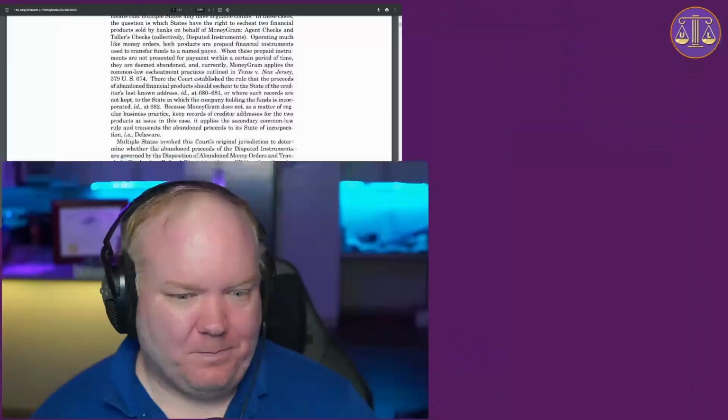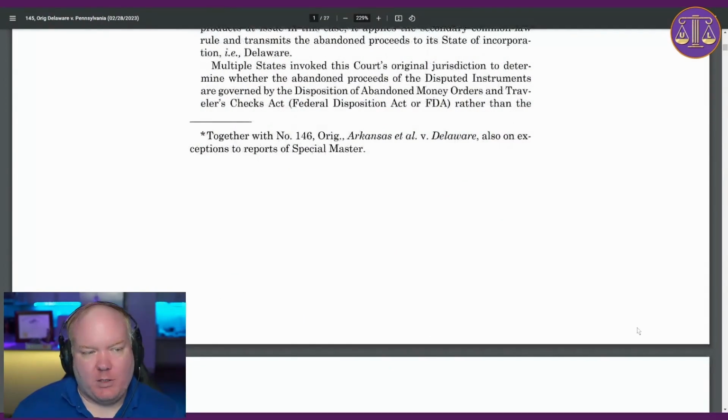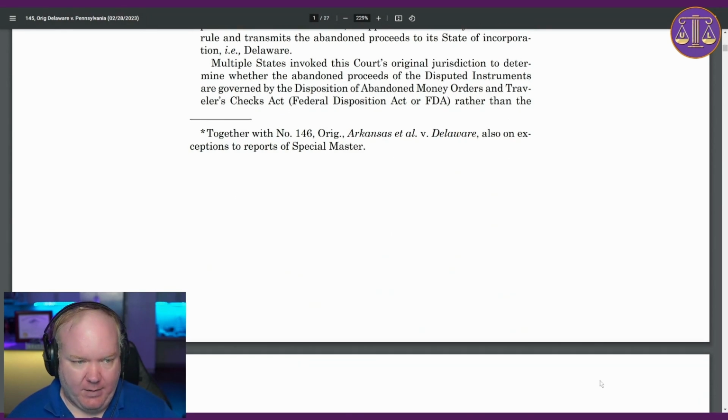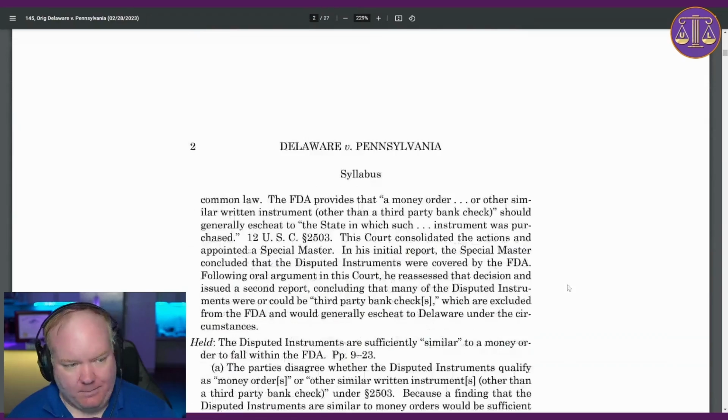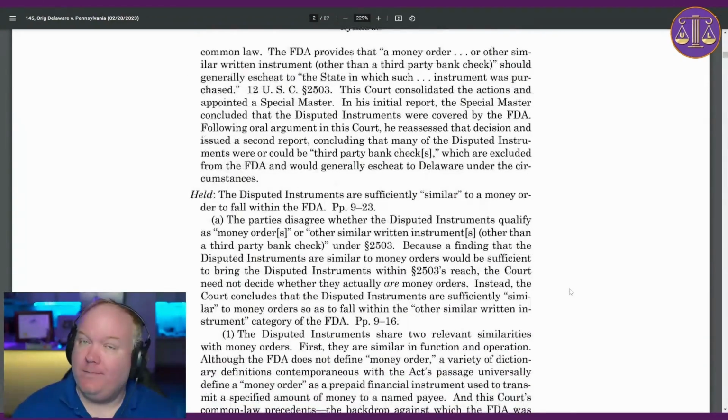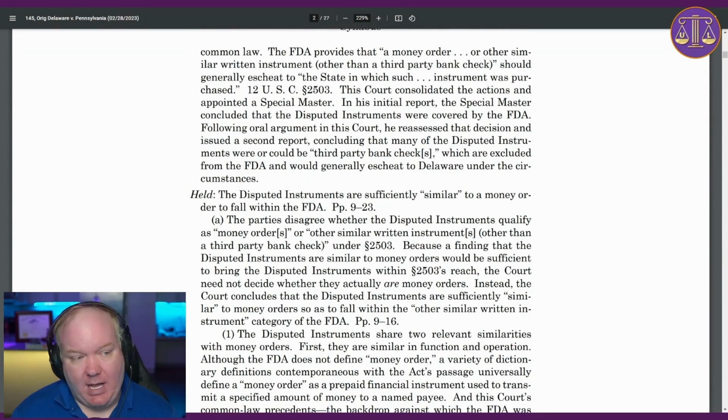Okay, let's read a little bit more. Multiple states have invoked this court's original jurisdiction, which is what happened when one state sues another. They file in the US Supreme Court as the trial court to determine whether abandoned proceeds of these instruments are governed by disposition of abandoned money orders and traveler's checks rather than the common law. There was a common law rule, but Congress perhaps wrote a different rule. So let's go see if that applies.